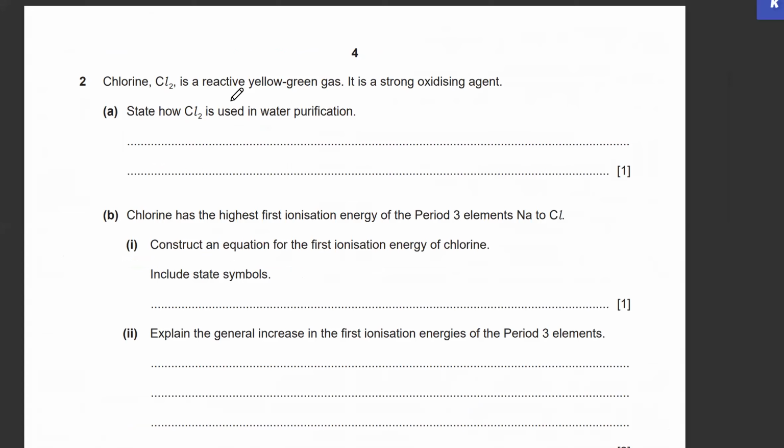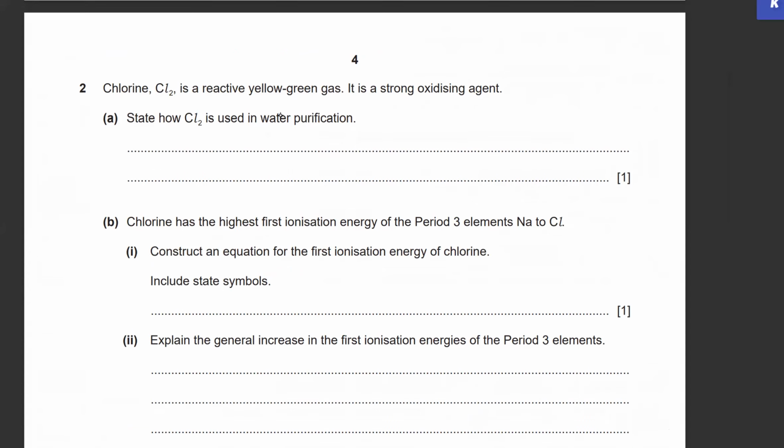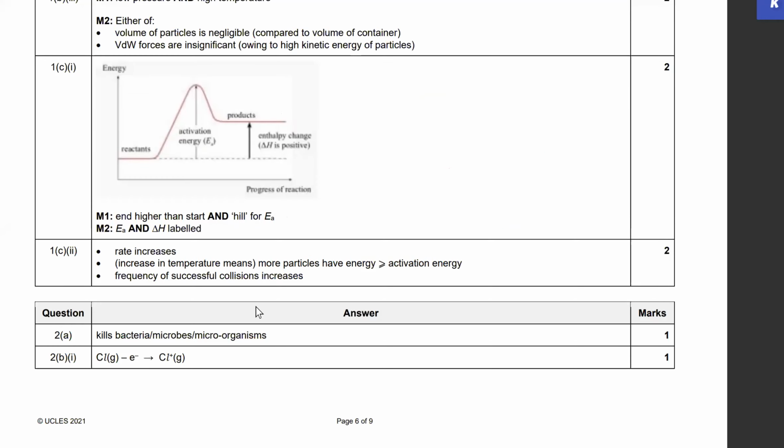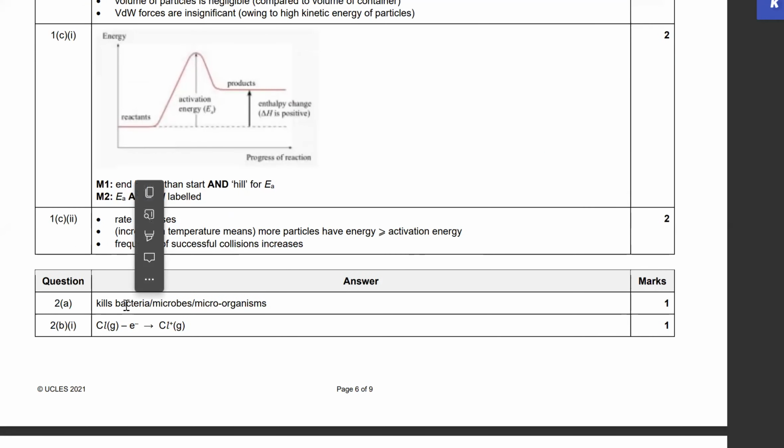Yeah, this is disproportionation. So how is it used? What you can write over here is that Cl2 first reacts with water and forms HCl and HClO. It's a 1-mark question, so they're probably not looking for an equation. It's a disinfectant and it kills bacteria. That's probably the line that they are looking for. So just for 1 mark, let's check what that 1 mark is for. Just killing bacteria, that's it.